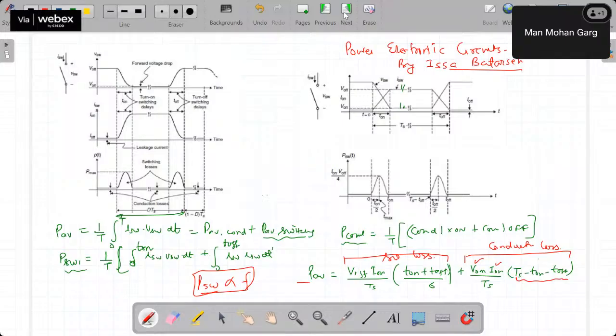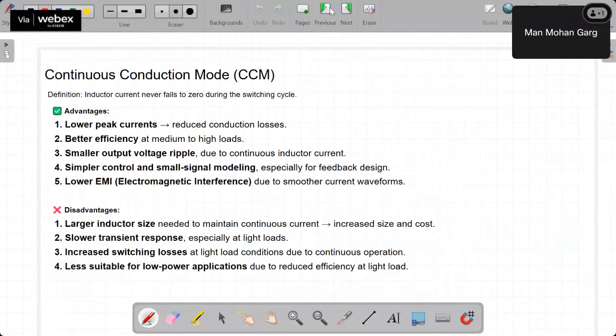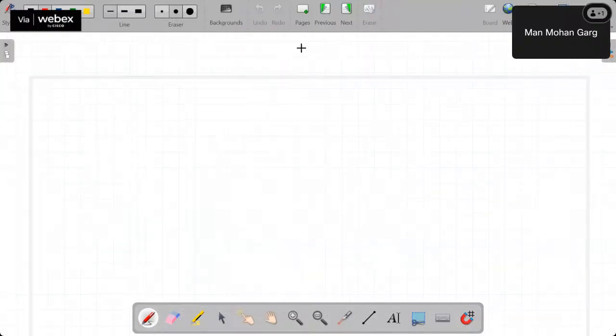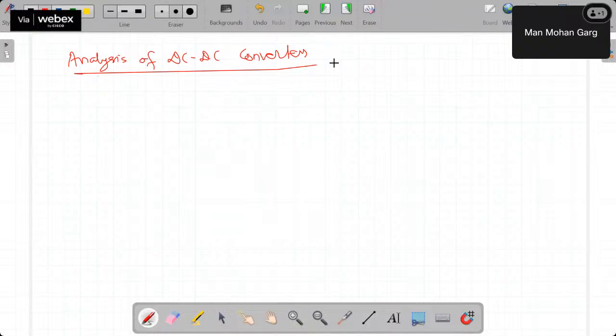Okay, so this is what we have talked about the switches. Now let us go to the analysis of converters, DC to DC converters.